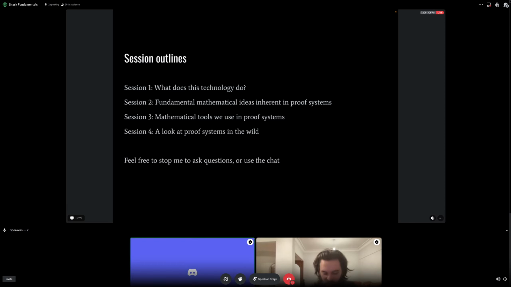In the second session, so that'll be on Monday, we're going to look at some of the mathematical objects we use in these systems. In the third session, a week today on Thursday, we are going to look at how we combine the mathematical tools from the second session to make more advanced contraptions. And then in the fourth session, Monday after next, we're going to see how those contraptions from session 3 are put together in Plonk, and then have a brief look at a few other proof systems out there. So that's the overall outline.